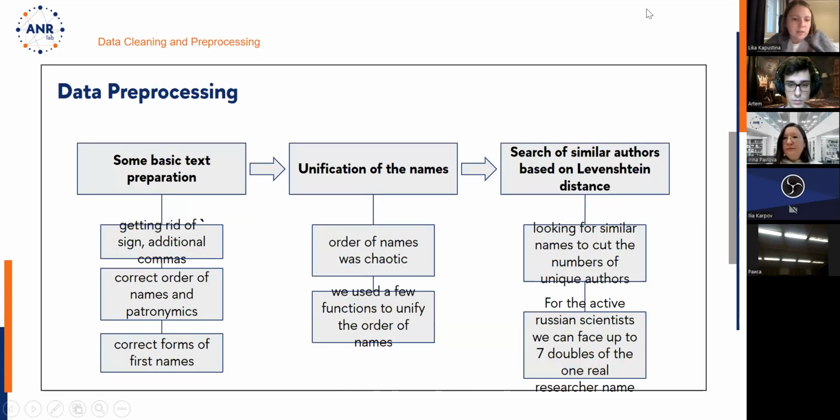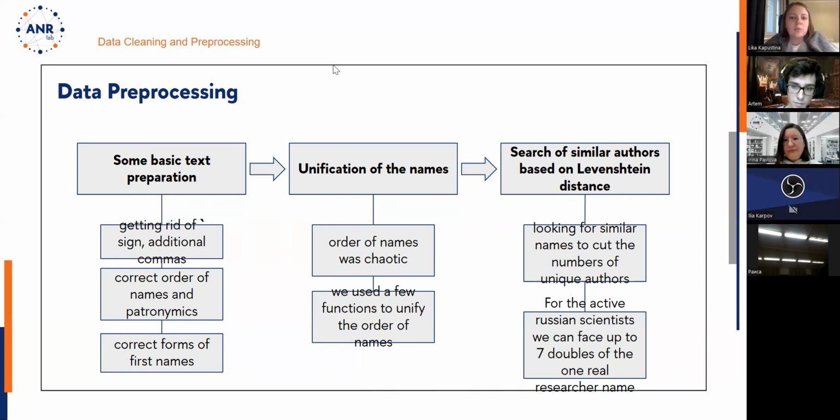So what we did here, we have the 3 stages of data preparation. First of all, it was some basic text preparation. We get rid of additional commas. We corrected for order of names and patronymics, and also we corrected forms of first name. For example, we had a lot of names such as Alexander with X, with K, C, so we unified this form of names. After that, we go to the unification of names.